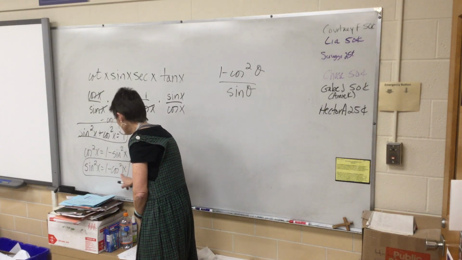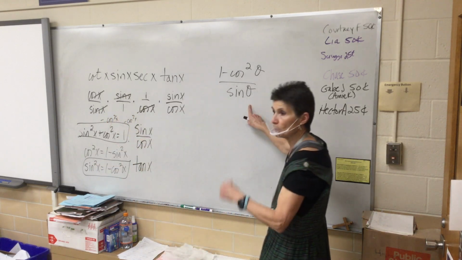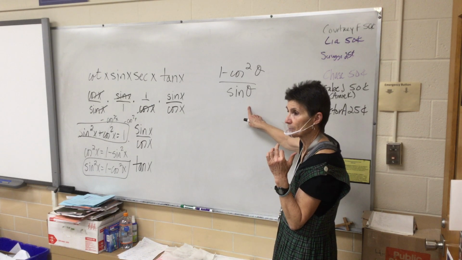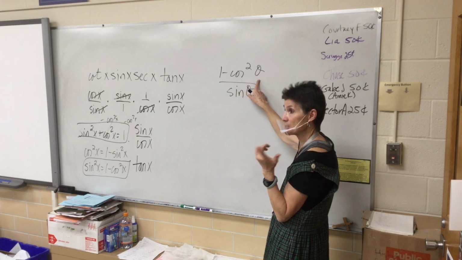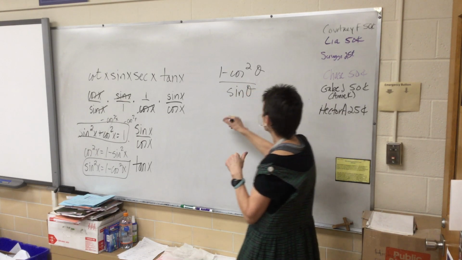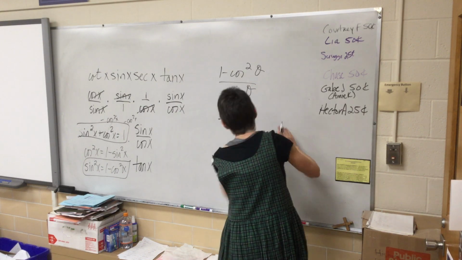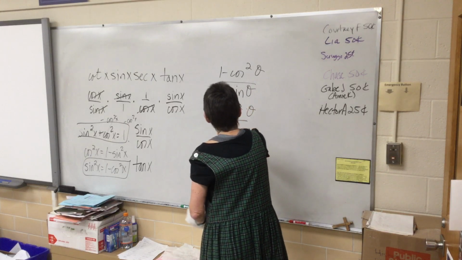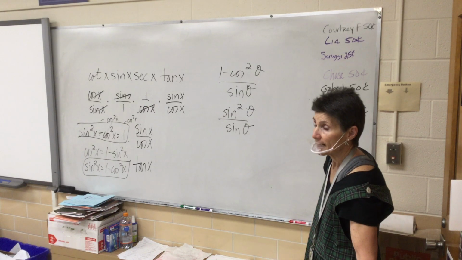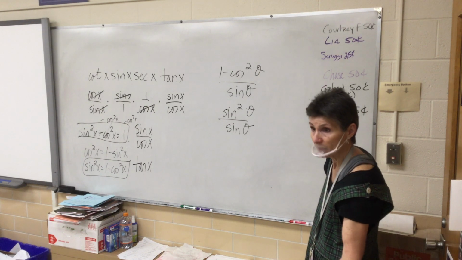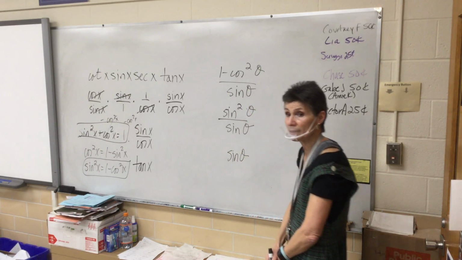So 1 minus cosine squared is sine squared. So look at your problem. What do you think I might do? Change that into sine squared, because 1 minus cosine squared is sine squared. So sine squared, oops, I'll use the theta since that's what's on the paper, but you can use x's, it doesn't matter. Sine squared over sine. Can I cancel? Yeah, one of them. And what will that leave me with? Sine over 1, or just plain sine.